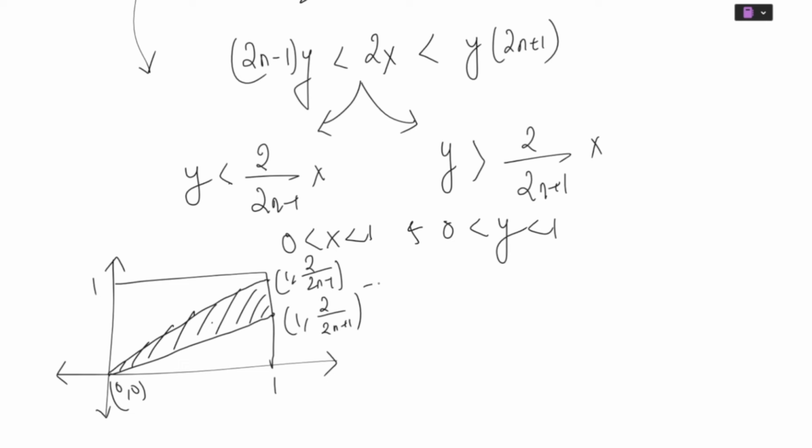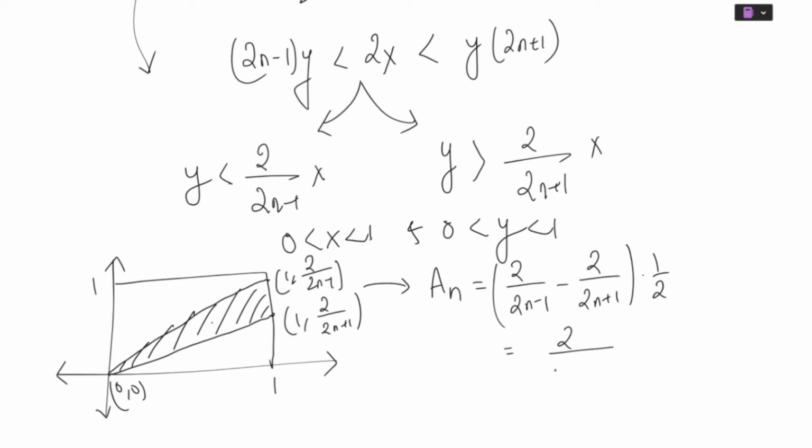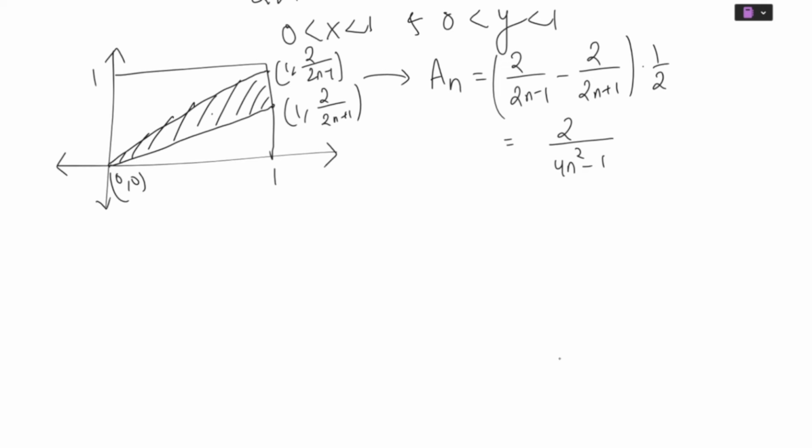Now, therefore, the area of this triangle, if I denote it as A_n, is nothing but 2 by 2n minus 1 minus 2 by 2n plus 1, into 1 by 2. And this should be 2n plus 1 minus 2n minus 1, over 4n squared minus 1. And that should give you 2 by 4n squared minus 1. Now, obviously, a special case occurs when you are talking about the even integer 0.